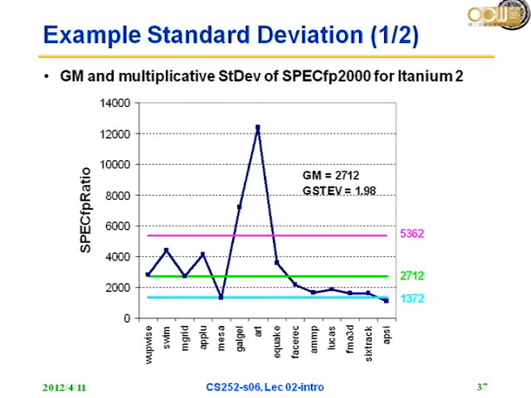Here we only compare two different machines, the geometric mean and multiplicative standard deviation of SPEC floating point 2000 for Itanium 2. We're comparing the floating point part of the two CPUs. You know Itanium 2? Itanium 2 uses the IA64 architecture.